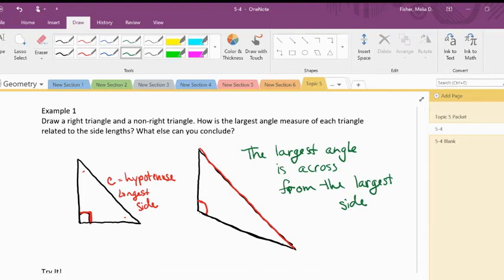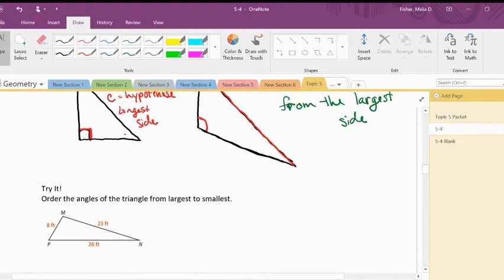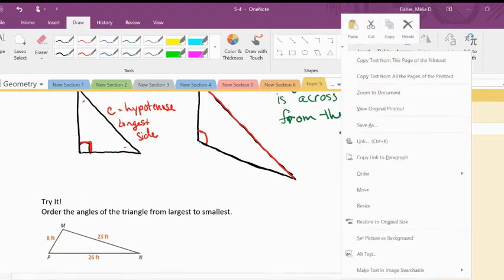Go ahead and look at the try it, which asks you to order the angles of the triangle from largest to smallest. Do you think that there's anything we can conclude about the smallest angle and the smallest side?